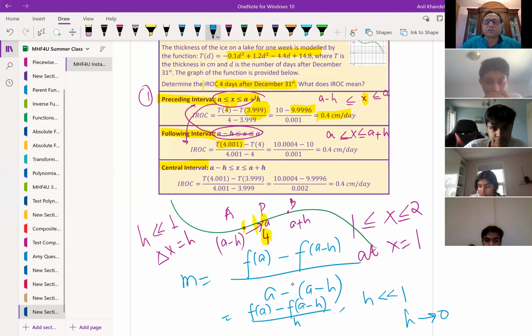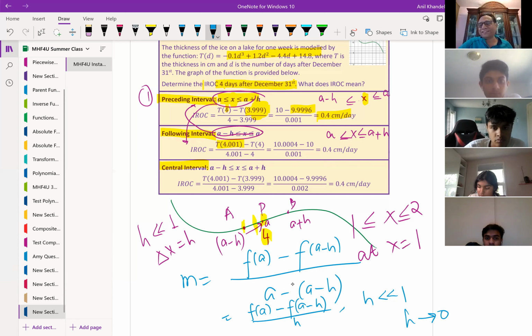So you should use this formula. You can now write down this formula for instantaneous rate of change. But it's the same thing. Perfect? Very good. Is this point clear to everyone?